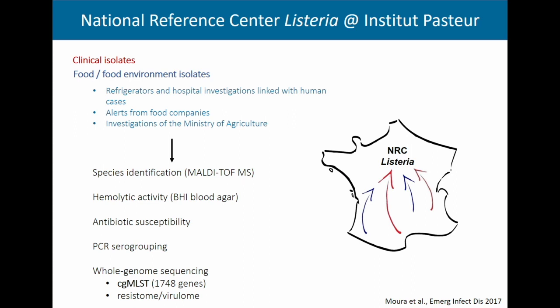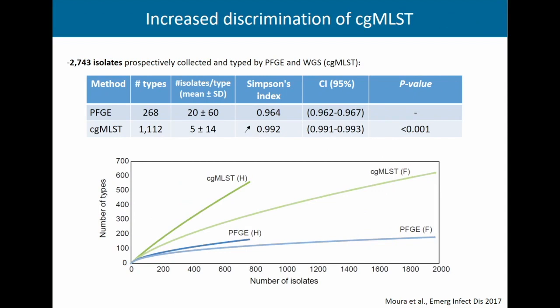So this was done first in comparison with PFGE, as I told you. And the results were perfectly clear. I'm not going to detail this. We identified many more types with cgMLST than PFGE, as one would expect. The number of isolates per type was significantly smaller. The Simpson index was higher, indicating a better discrimination with whole genome sequencing than PFGE. This is kind of obvious.